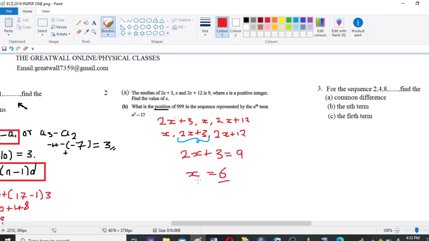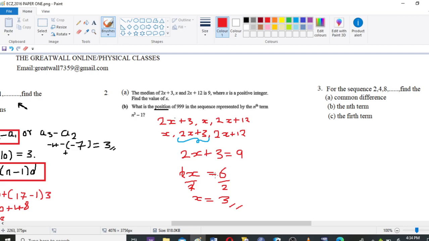Now solving for x, you're going to have 2x is equal to 6, right? So dividing both sides by 2, you are going to use the cancellation rule there, and you're going to get x is equal to 3. Okay, so that is the value of x.